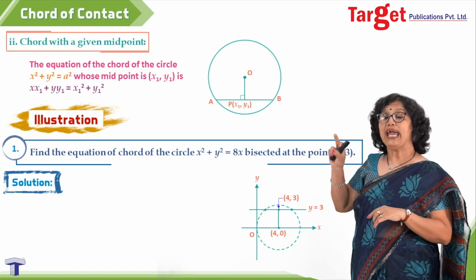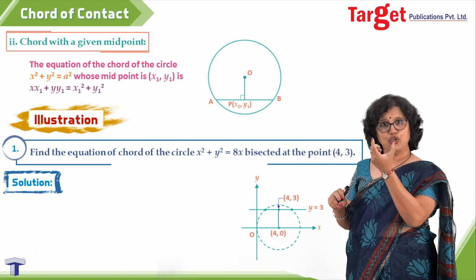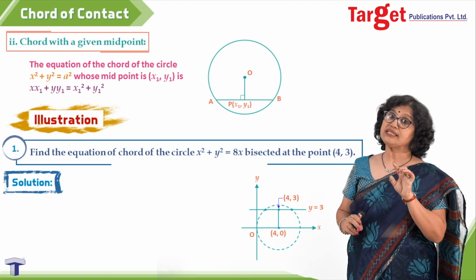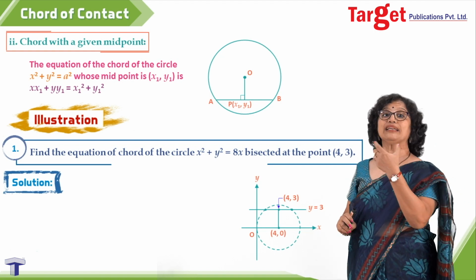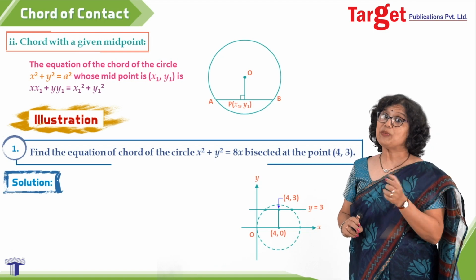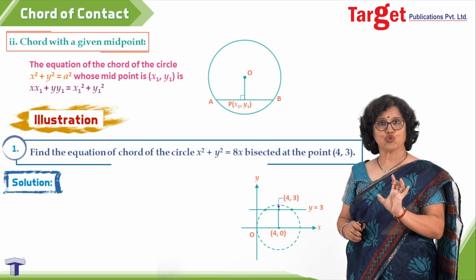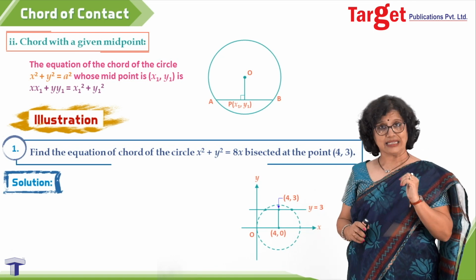How do I say so? x square minus 8x you can keep together, and x square minus 8x keeping together makes a perfect square, and that tells me I can make x minus 4 whole square there. That means I have added 16.